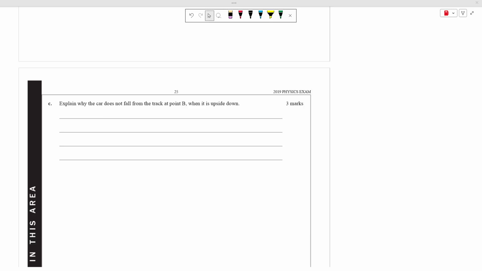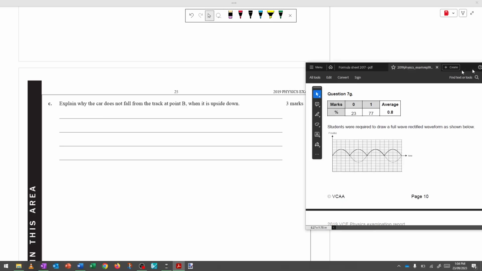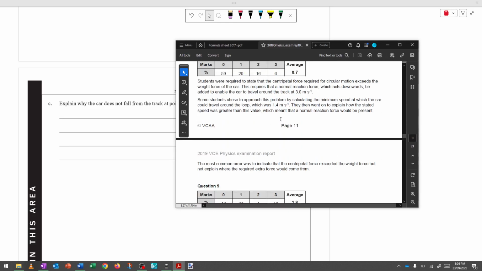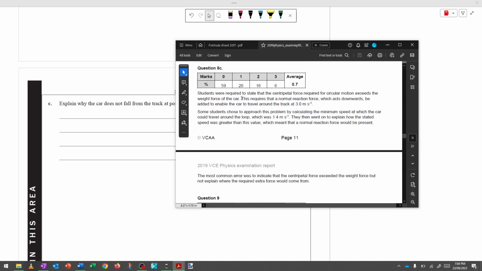I'm just going to refer you to the report because I don't want to waste time writing down a response. Where are we? So let's just have a quick read. Students were required to state that the centripetal force required for circular motion exceeds the weight force of the car. So that's what I was saying, like gravity is not enough to cause it to go around at that speed. This requires that a normal reaction force, which acts downwards, be added to enable the car to travel around the track at 3 meters per second.